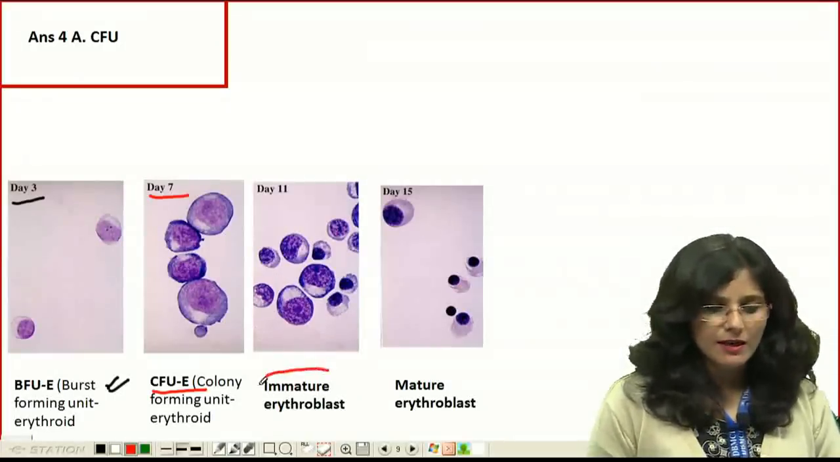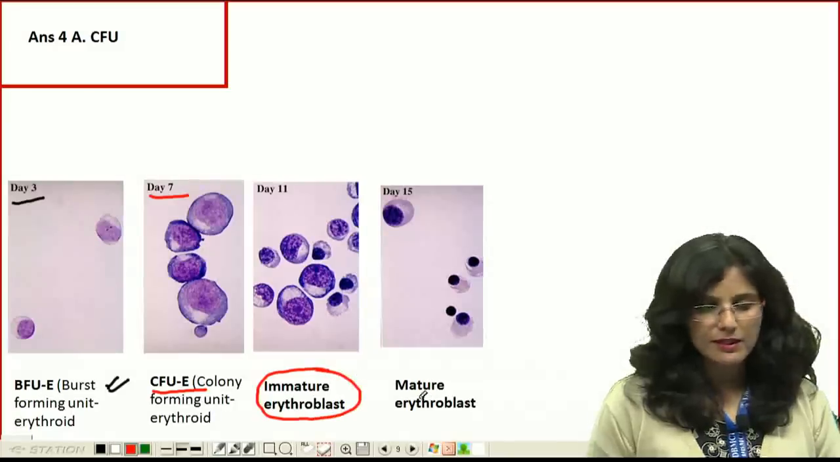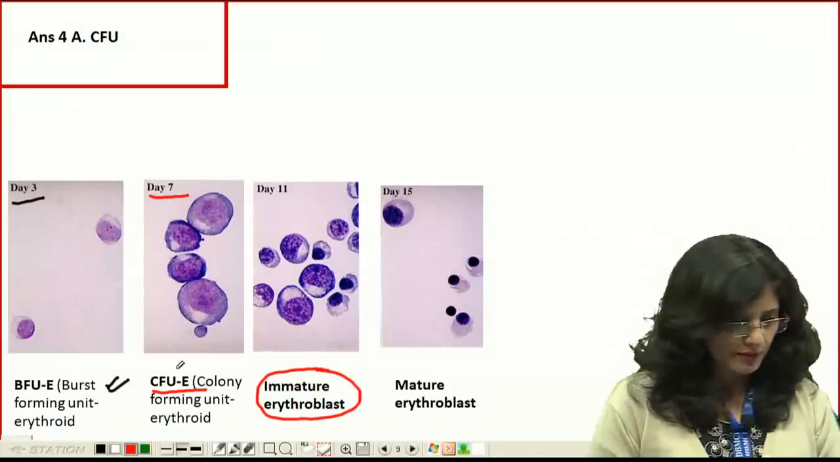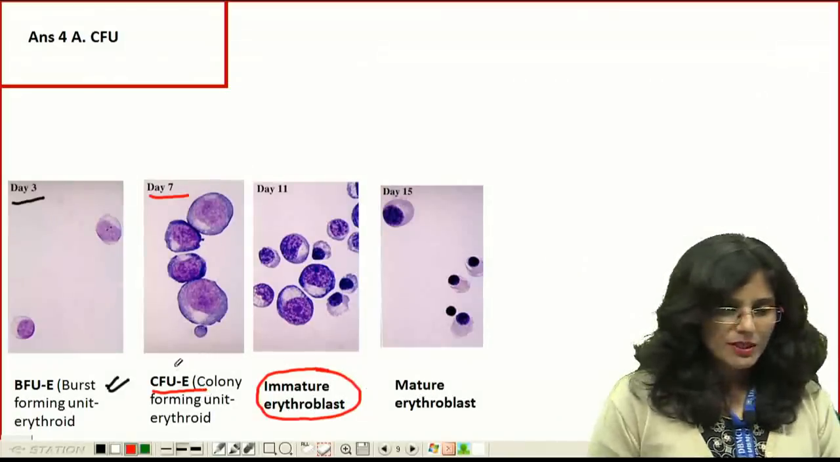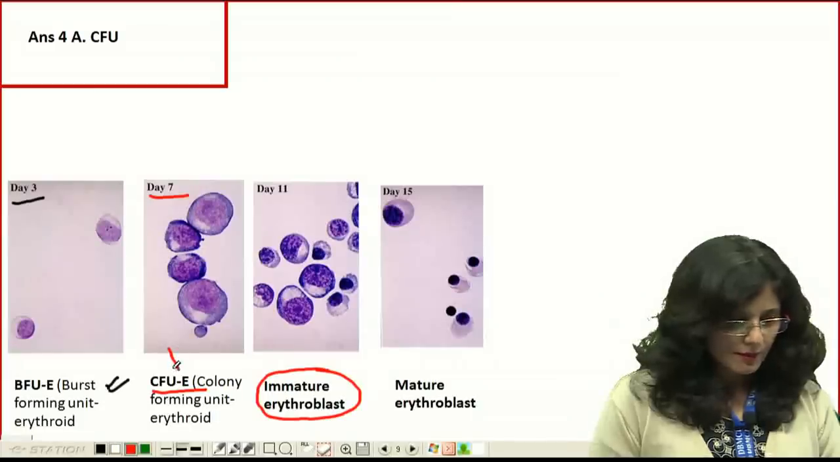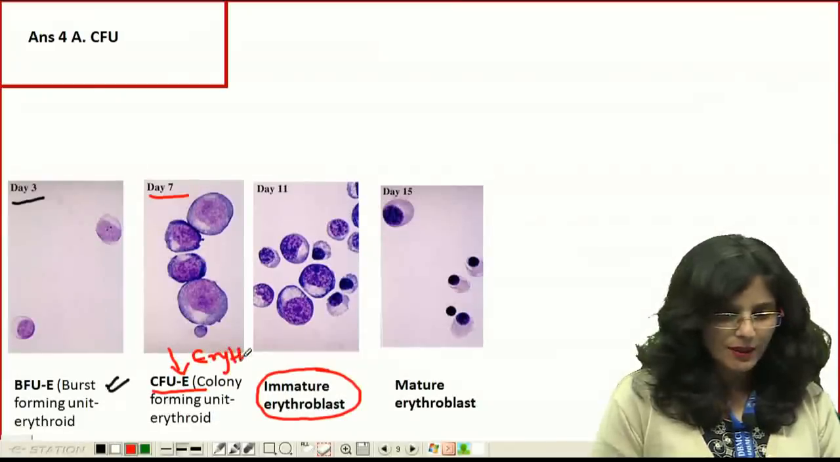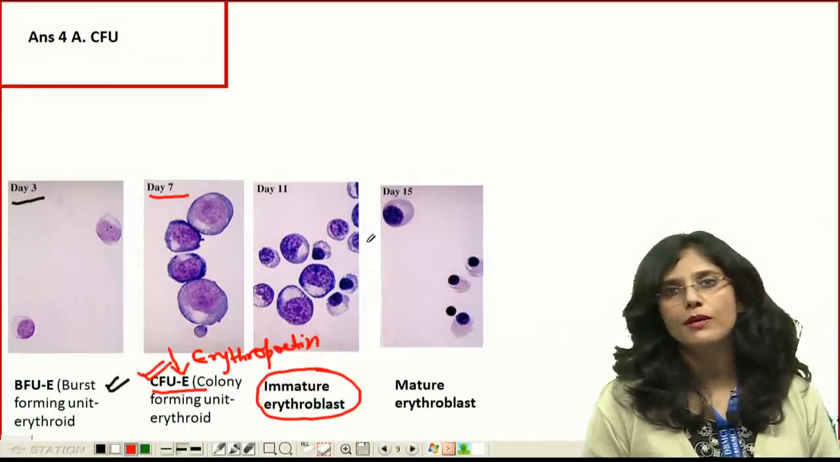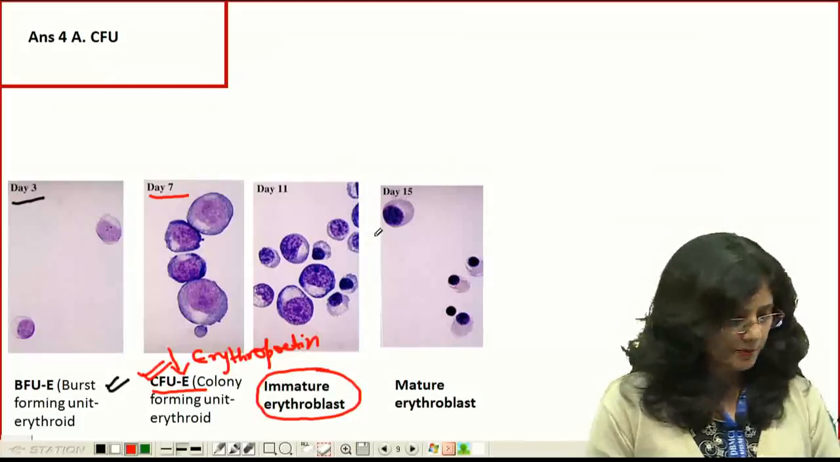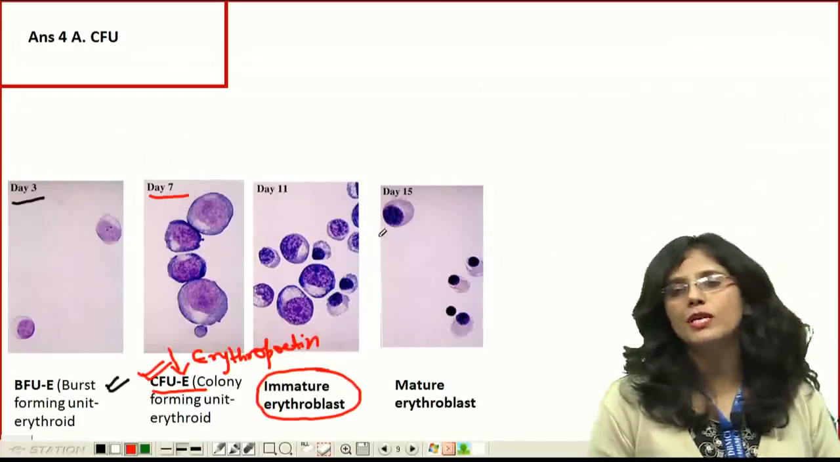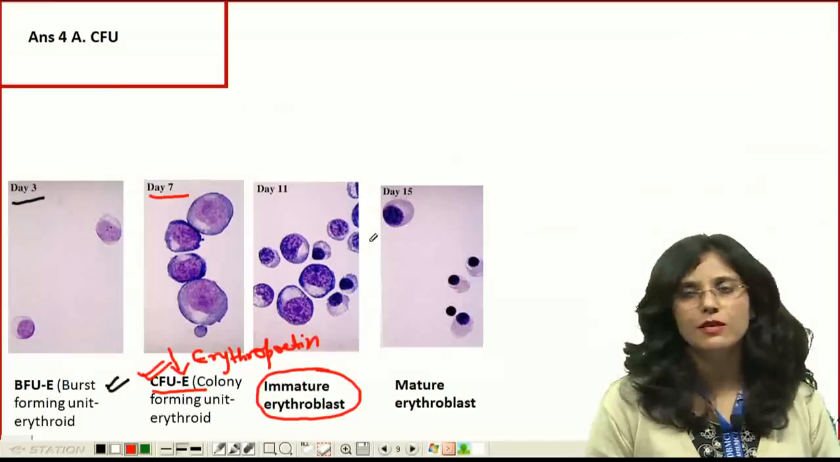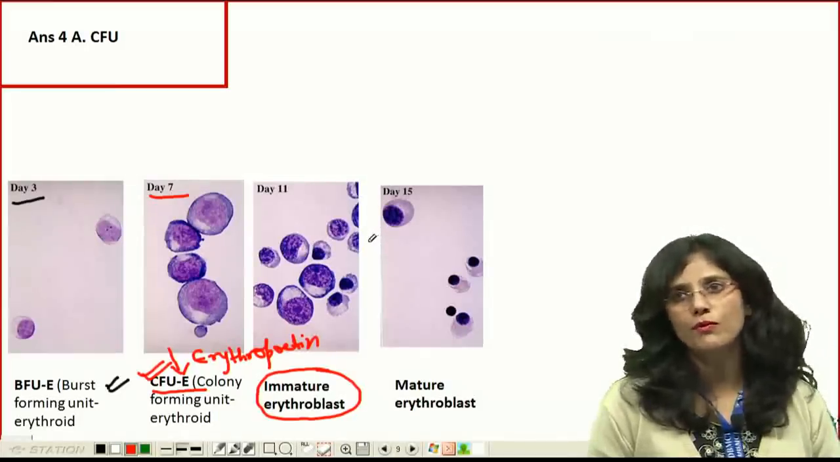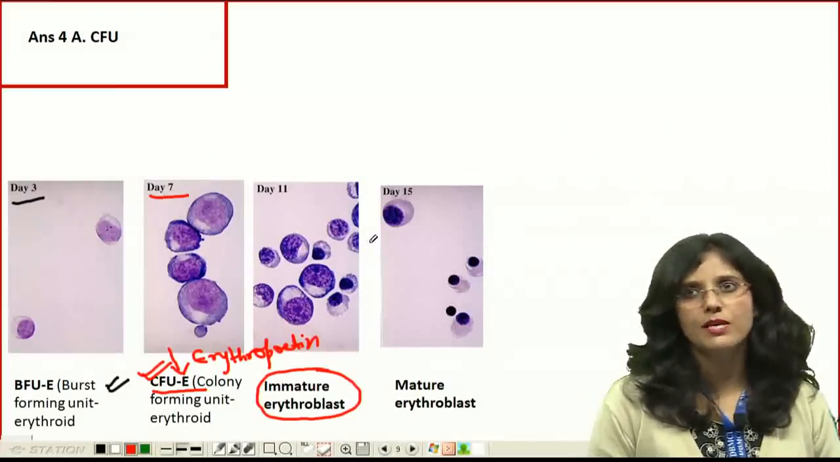After that, there are immature erythroblast and then the mature erythroblast. You see, the erythropoietin mainly works on these. Erythropoietin is the hormone which is secreted by the kidney, and it acts on the colony forming unit erythroid series, and it helps in stimulation and proliferation of these cells for the production of more number of RBC under the hypoxic condition.